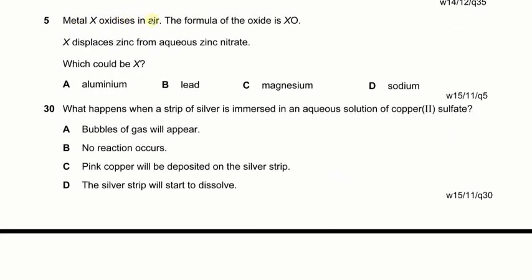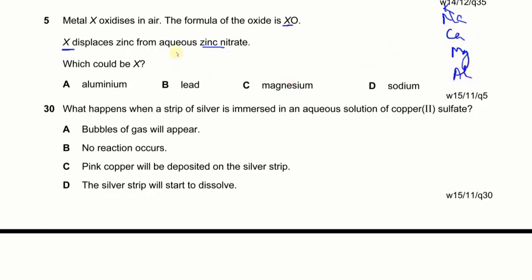Metal X oxidizes in air. The formula of the oxide is XO. The X has to be a 2 plus ion. X displaces zinc from zinc nitrate. That means X is above zinc in the reactivity series. What could be X? So above zinc, which metals do we have? We have potassium, sodium, calcium, and magnesium. These are the metals which are present above zinc, including aluminium.